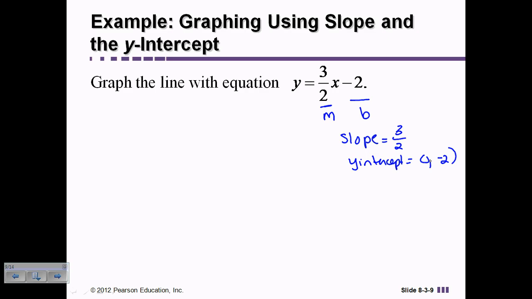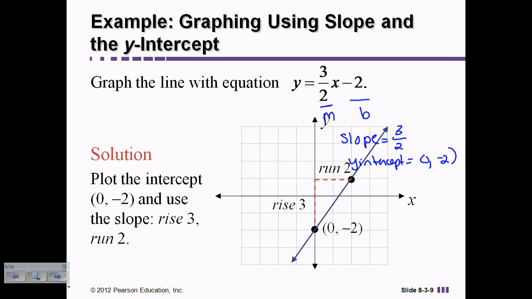So now if it tells me to graph this, we're going to graph this just like we did the previous problem with the point and the slope. And what you're going to do is graph the y-intercept. So we're going to graph (0, negative 2), the y-intercept. The slope is 3 over 2. So this is our rise, this is our run. So we're going to rise 3 points, we're going to run 2 points, and there's our new point. So when I connect those 2 points together, I have my line graphed.